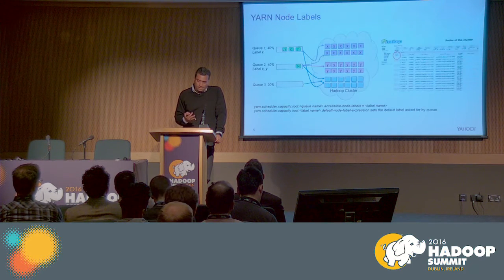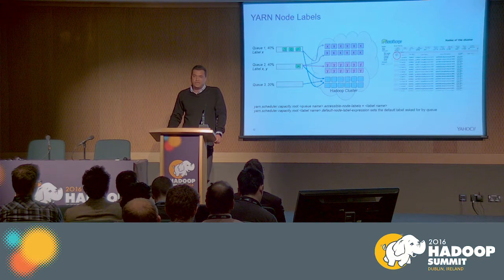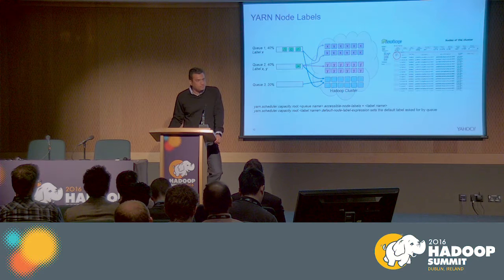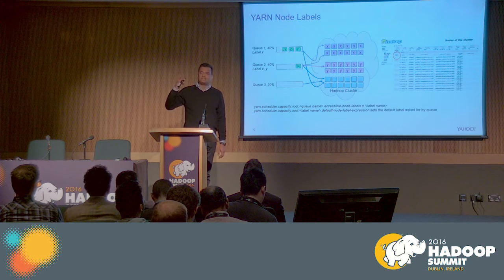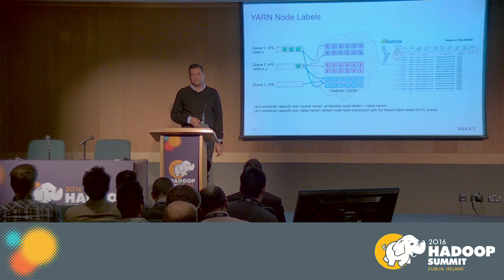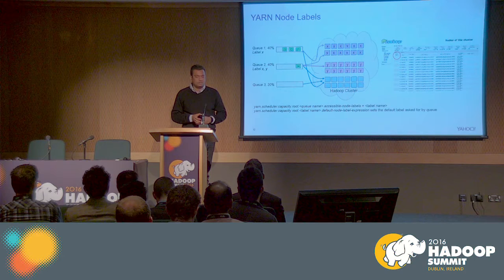So again, if you're not familiar with these features, I think they're worthwhile looking at. YARN has a new feature called node label, which is what we were able to use to target specific applications to specific types of hardware, all living in the same cluster, same rack.